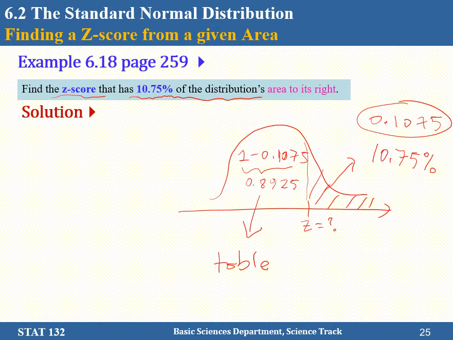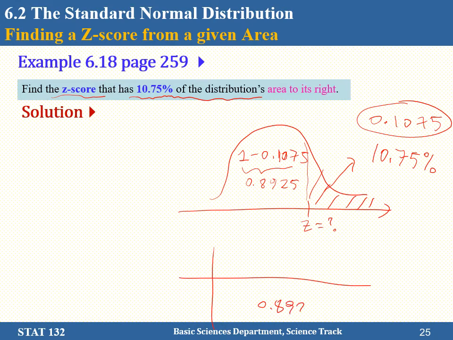So what we have to do now is, this left part is 0.8925. We have to go for the components of z, so we have to find these, then we write z. Okay, now, let's see.